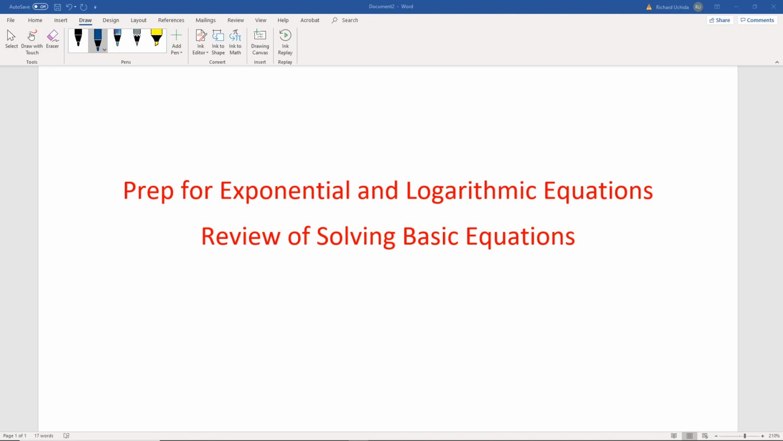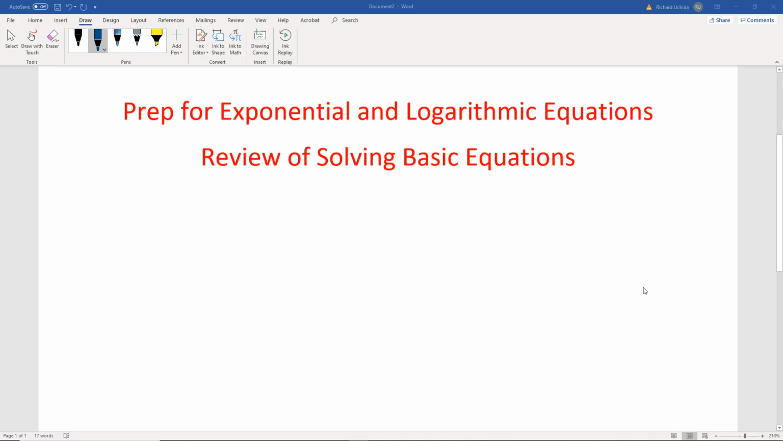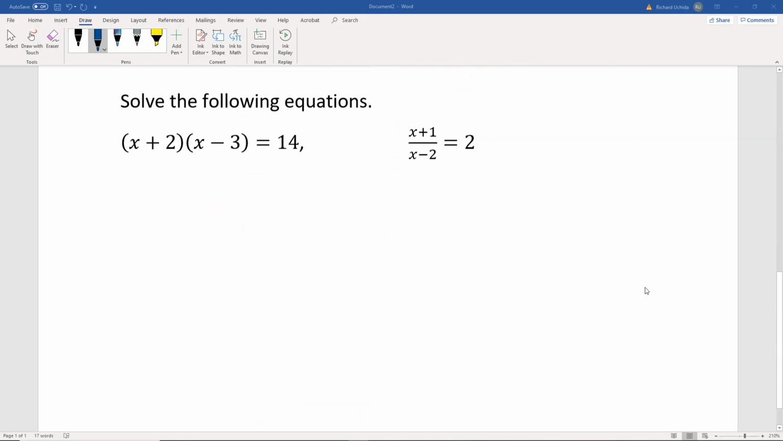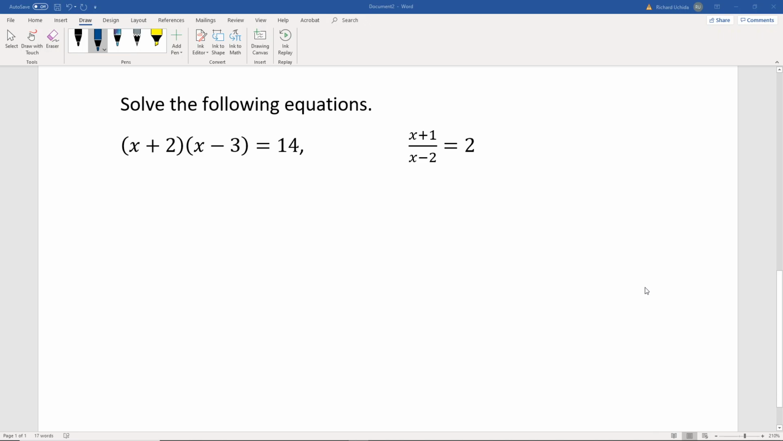In this video, we'll prep for exponential and logarithmic equations just by looking at a couple examples to help review solving some basic equations. Now let's look at these two types of equations. The first one is, we're to solve the following equations, where the first one is the quantity x plus 2 times the quantity x minus 3 equals 14.